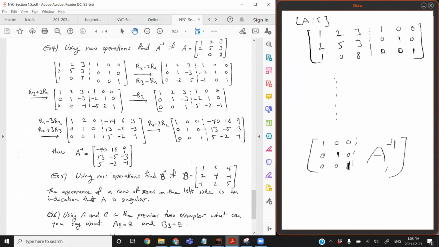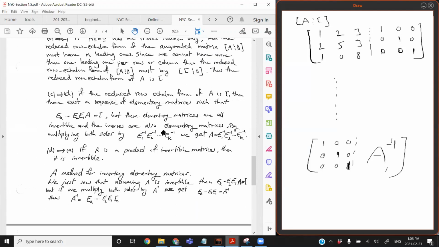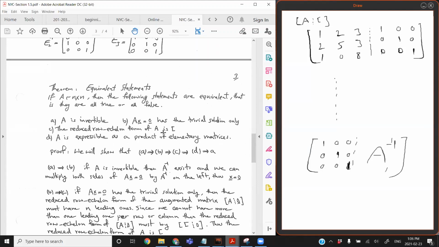So what happens if I cannot get I? If I cannot get I, it simply means that A is not invertible. Because if A was invertible, I would be able to get I. That's what the theorem guarantees. It says that if A is invertible, A is reducible to I.